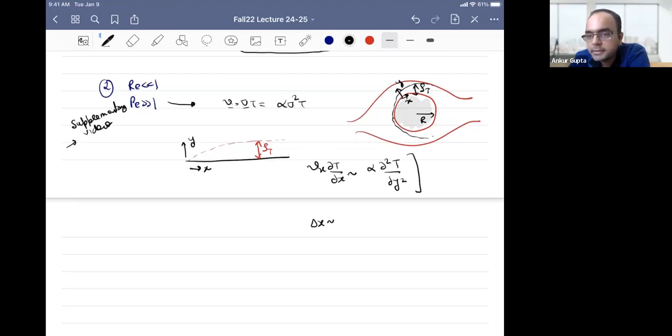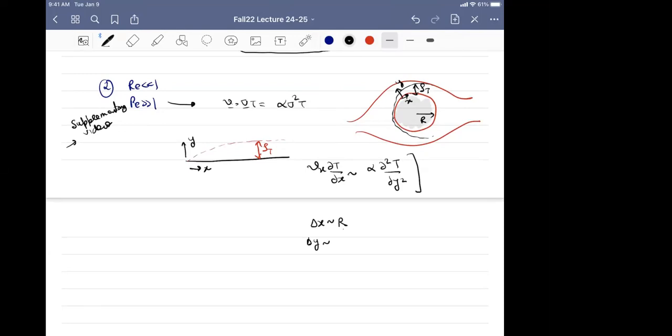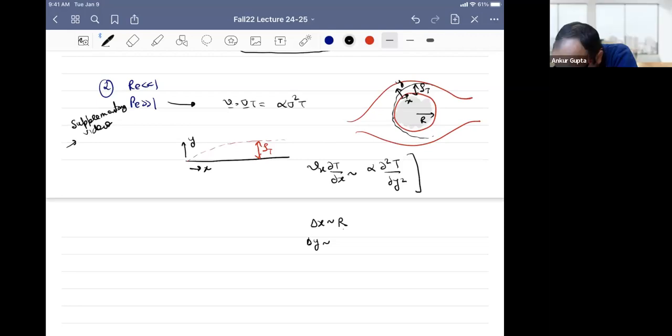Any ideas? You are going along a sphere, so it should be scaled by radius, right? Basically, kind of like a path line, but with some sort of proportionality constant to the radius. What should be delta Y? Delta T. Delta T, good. And delta T should be T wall minus T naught, right?